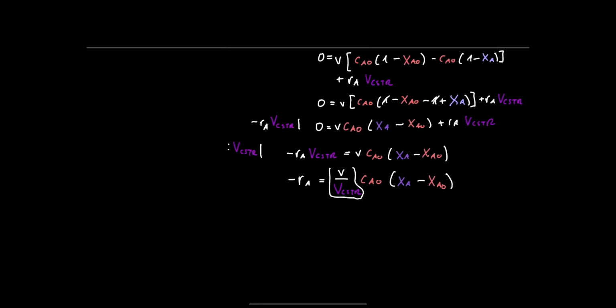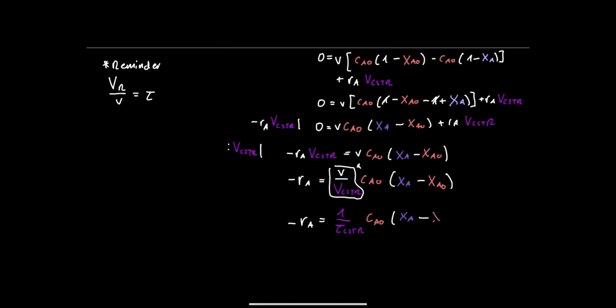And for this, I'll just give you a quick reminder. The volume of a reactor divided by its volumetric flow rate is going to be equal to the residence time tau. And here we have the inverse, so negative RA is going to be equal to 1 divided by tau CSTR times the concentration A0 times in parentheses conversion A minus conversion A0.